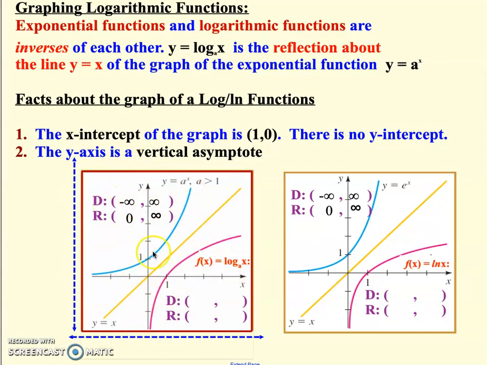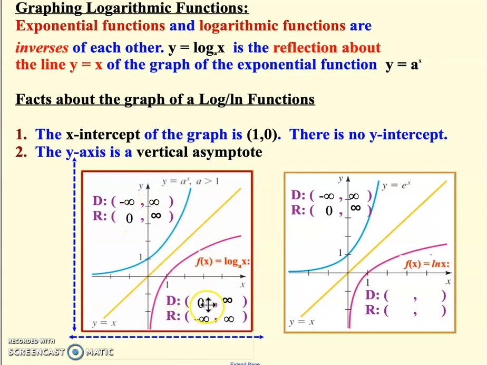Domain and range-wise, I didn't hit that earlier, but domain for an exponential is all real numbers. In other words, you can put in whatever you want as an exponent. Range-wise, we know no graph sits down here, so 0 to infinity. If we do the inverse concept, then we know that the inverse is definitely the switch of domain and range, so switching x and y.